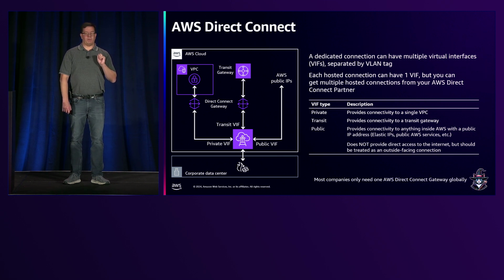Finally, most companies and most deployments only need one Direct Connect gateway globally. Direct Connect gateway is a purely control plane aspect. Your data doesn't go through it. It is close to a route reflector. You don't need many. I've seen incidents where customers have deployed one for every VIF. You don't need that.